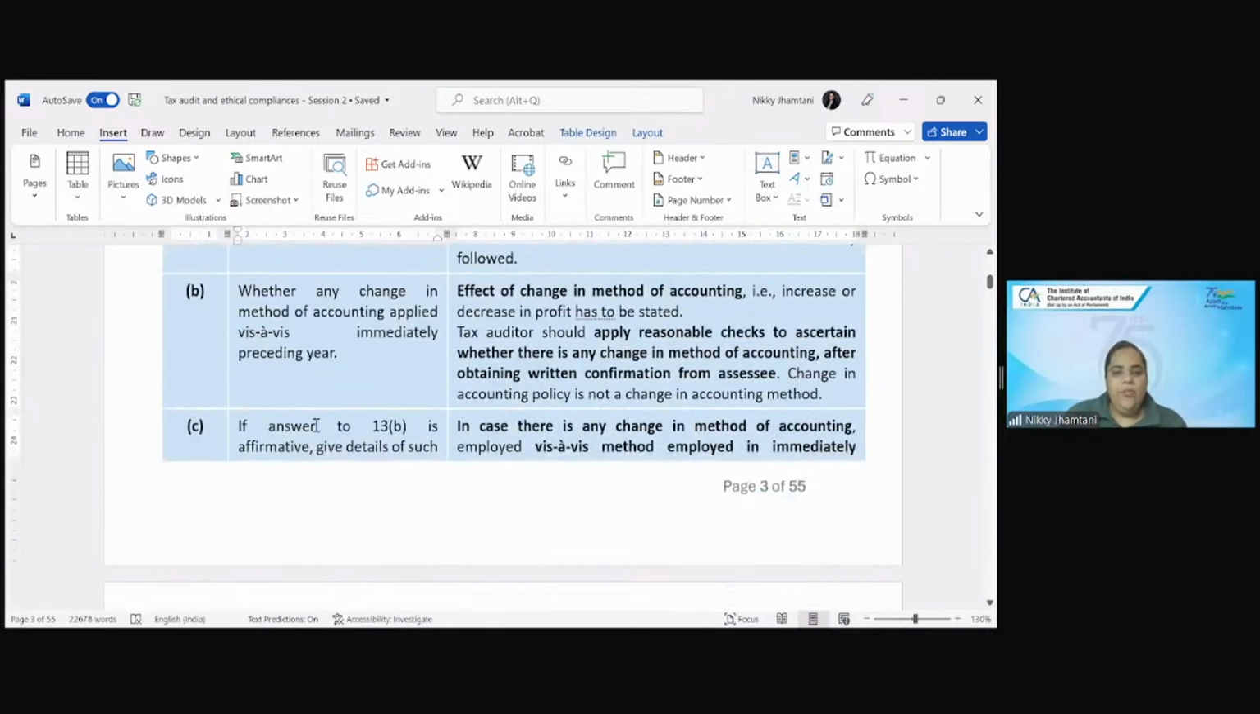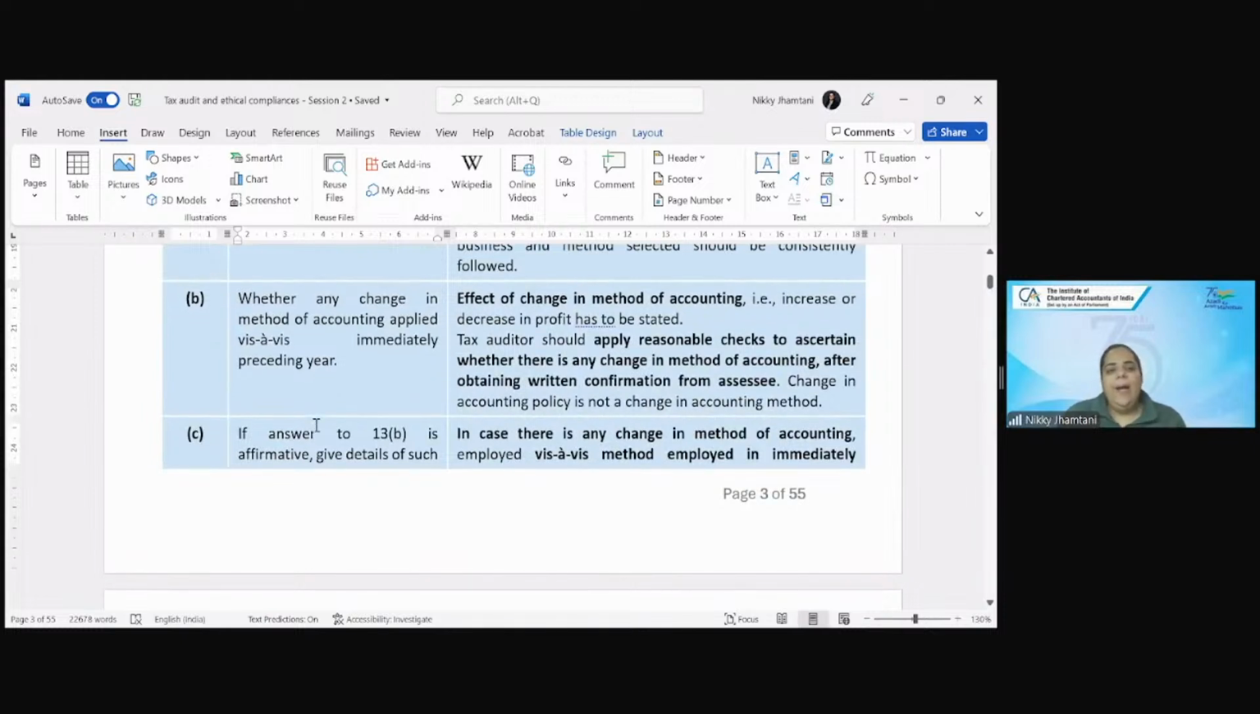Then whether any change in method of accounting applied vis-a-vis immediately preceding year. कोई चेंज है मेथड ऑफ अकाउंटिंग में. Effect of change in method of accounting, that is increase or decrease in profit, has to be stated. Tax auditor should apply reasonable checks to ascertain whether there is any change in the method of accounting after obtaining written confirmation from the assessee. Change in accounting policy is not a change in accounting method.